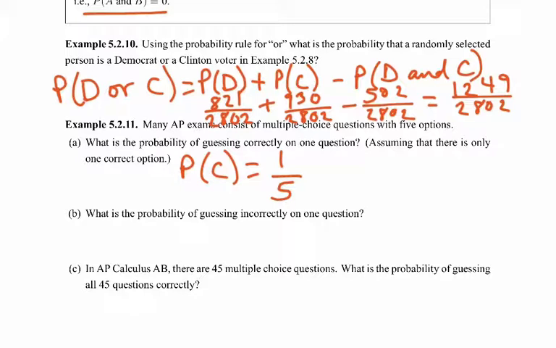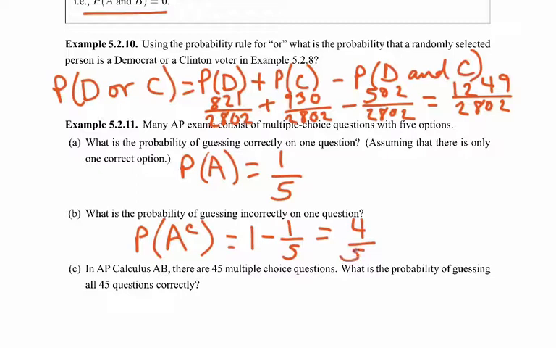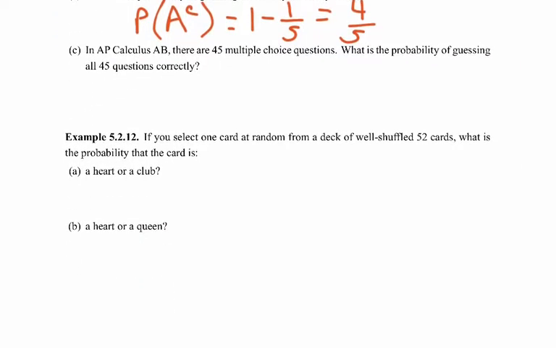Part B, what is the probability of guessing incorrectly on one question? This would be the complement of getting it correct. I apologize, this is terrible notation. Let me get rid of the C instead. Let me go back, I'm going to call this A. So the probability of guessing correctly, we'll call it A. The probability of getting it incorrect would be the complement of getting it correct. So that would be 1 minus 1/5, or 4/5. I'm actually going to hold off on part C right now because this involves a concept we haven't talked about yet. So let's go to the next example.